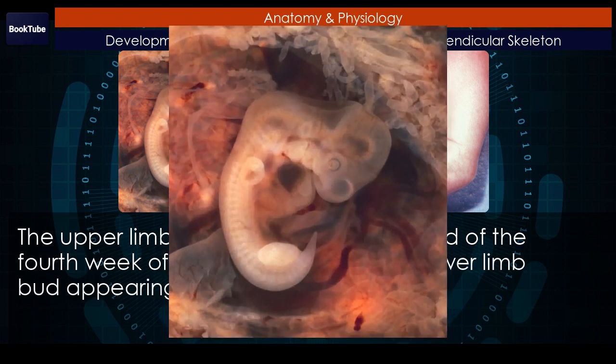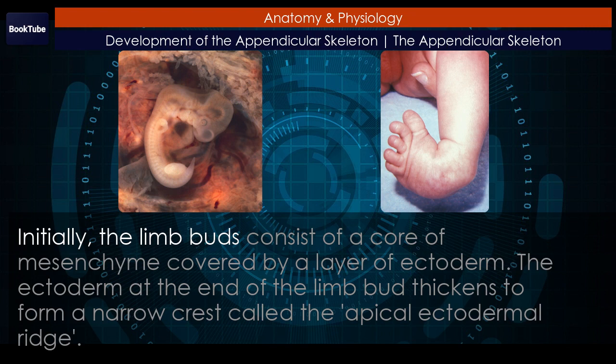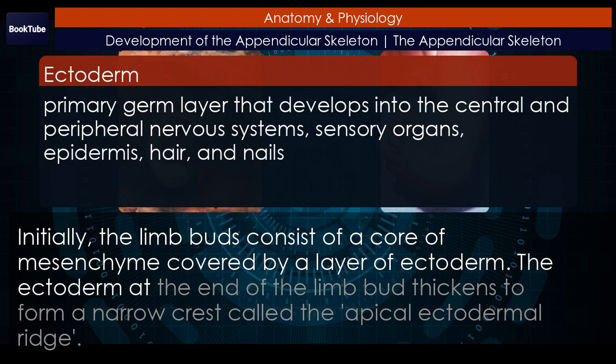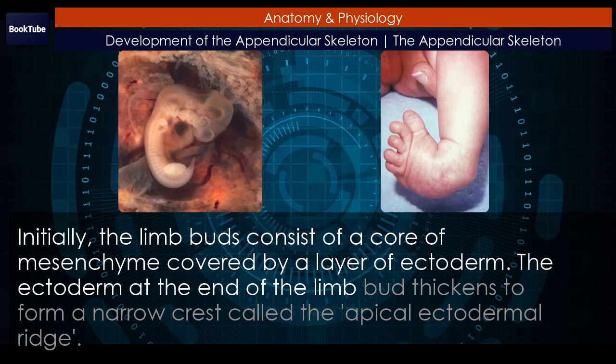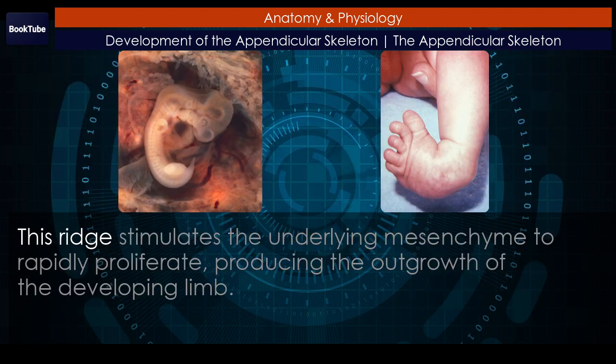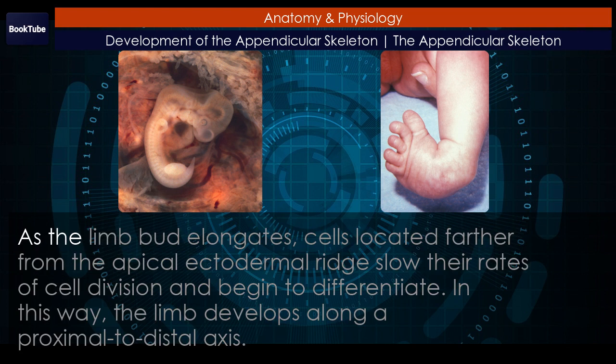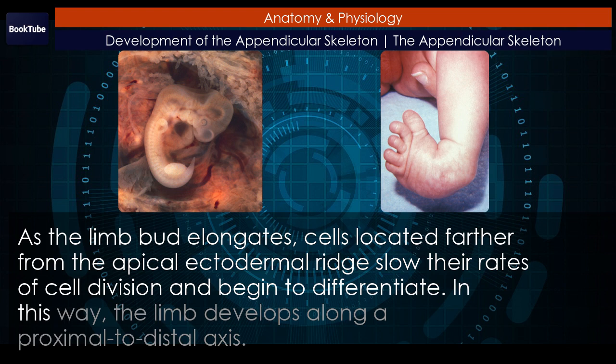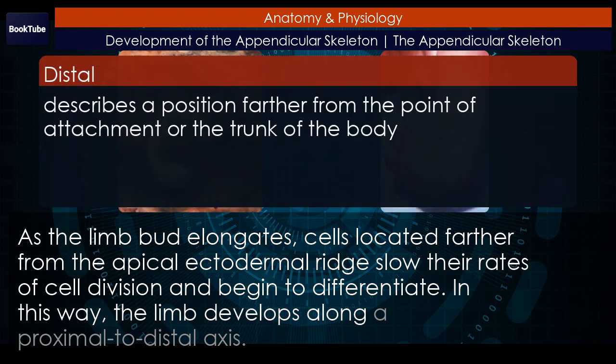shortly after. Figure 1. Initially, the limb buds consist of a core of mesenchyme covered by a layer of ectoderm. The ectoderm at the end of the limb bud thickens to form a narrow crest called the apical ectodermal ridge. This ridge stimulates the underlying mesenchyme to rapidly proliferate, producing the outgrowth of the developing limb. As the limb bud elongates, cells located farther from the apical ectodermal ridge slow their rates of cell division and begin to differentiate. In this way, the limb develops along a proximal to distal axis.